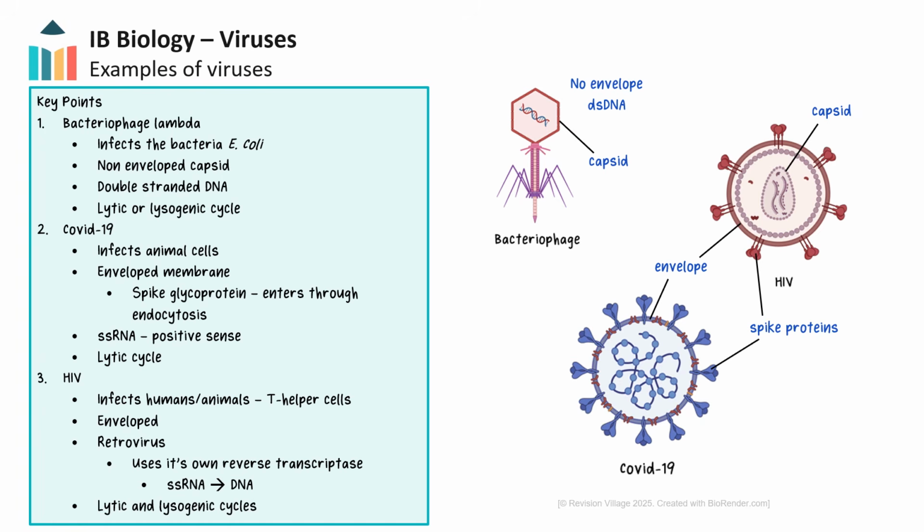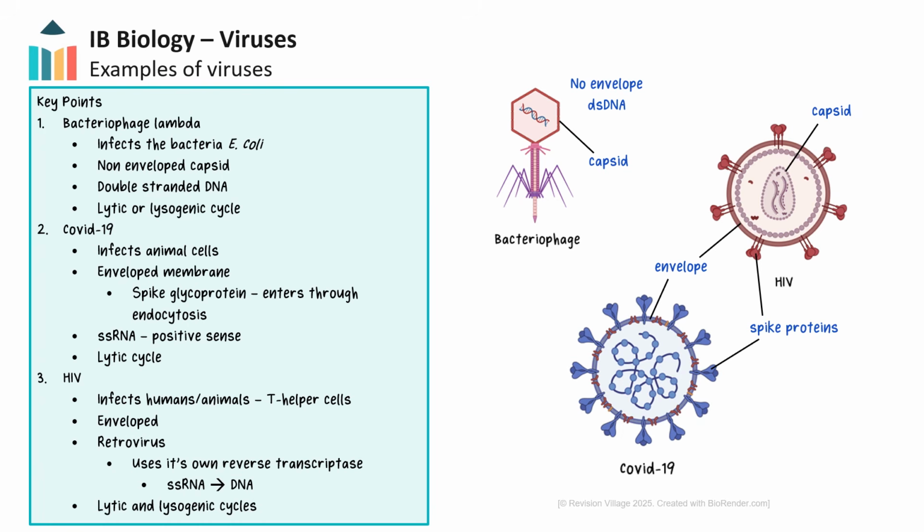COVID-19 is a coronavirus, meaning it has a crown-like shape. COVID-19 is enveloped by a membrane with proteins embedded in it. The spike protein binds to receptors on host cells, which allow it to enter through endocytosis. It infects animal cells with its single-stranded positive sense RNA.